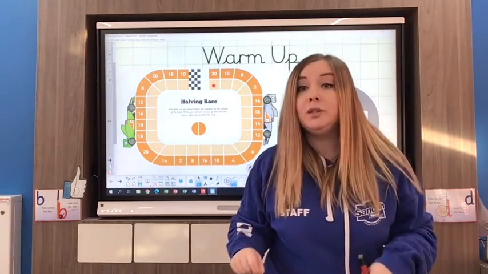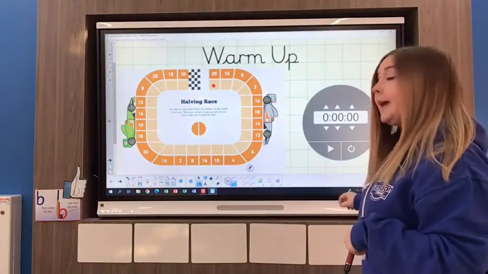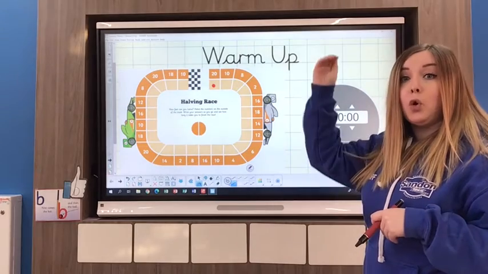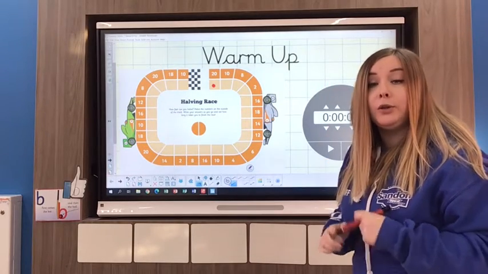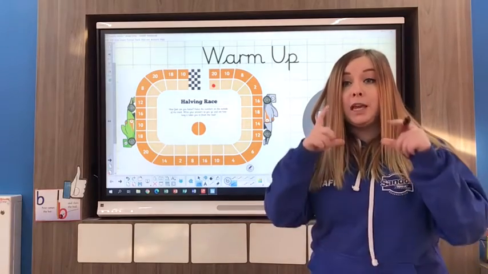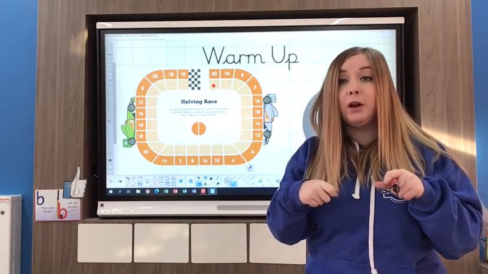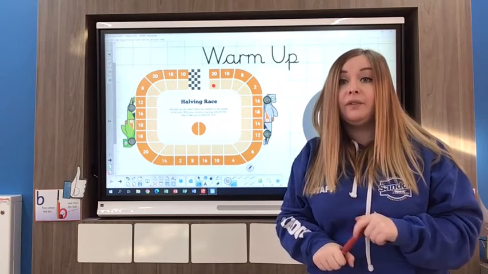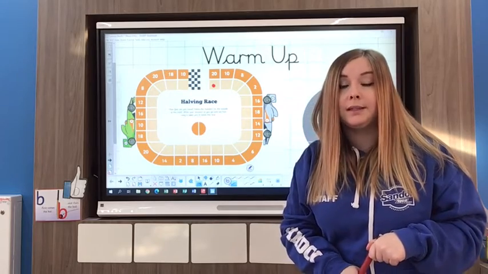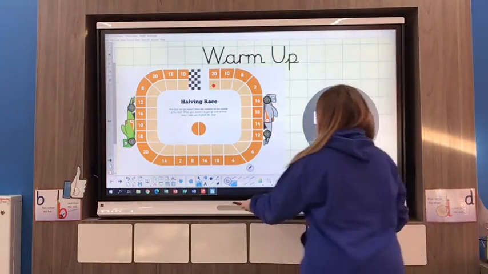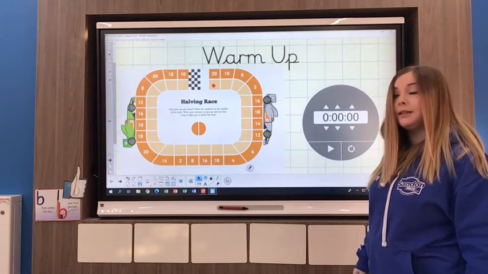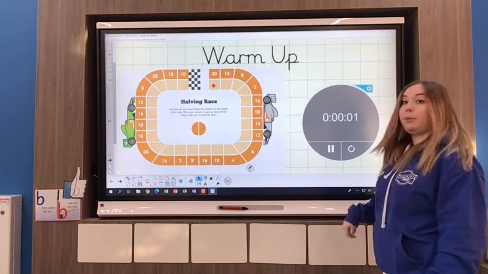And we're going to time ourselves. So you'll see here behind me that I've got a timer, and it's a timer that counts up. So it'll tell me how long it took you to complete your halving race. Make sure when you take your picture, you send a picture in of how long it took you. Marvellous Me to the person that manages to complete my race the quickest. Are you ready? On your marks, get set, go.